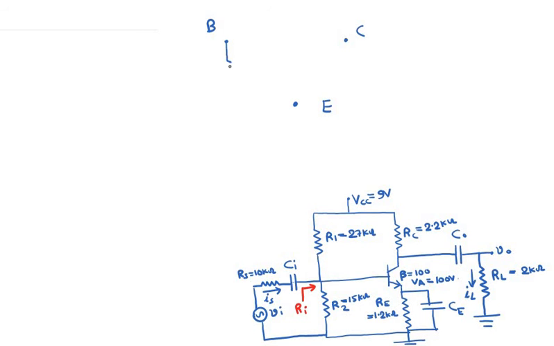The base to emitter junction is represented by the small signal base resistance R pi, and the voltage drop across R pi is basically V pi. Now the emitter is basically connected to the AC ground because this capacitor CE is assumed to be a short circuit at the AC frequency. So the emitter is connected directly to the ground as far as the AC signal or the AC current is concerned. Now the collector to emitter junction is represented by this dependent current source gm V pi.